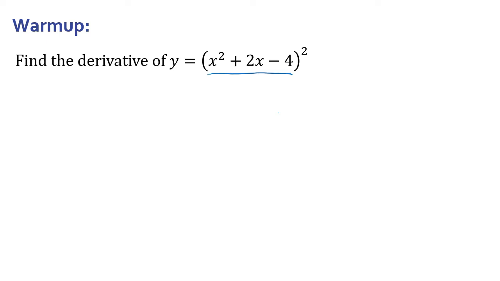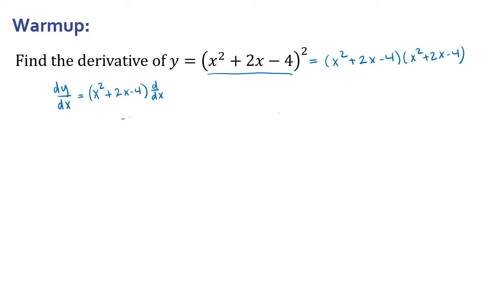If I was using the product rule, I'm going to write this expanded out. This is x squared plus 2x minus 4 times x squared plus 2x minus 4. Finding the derivative of the function y with respect to x is going to give us the first function times the derivative of the second, plus the second function times the derivative of the first.